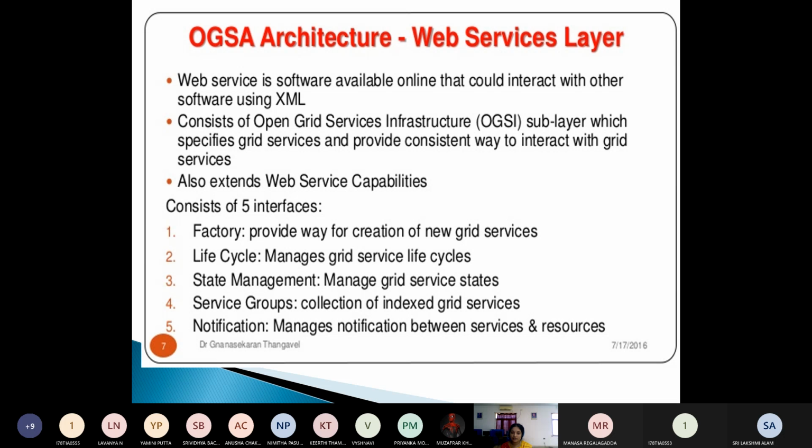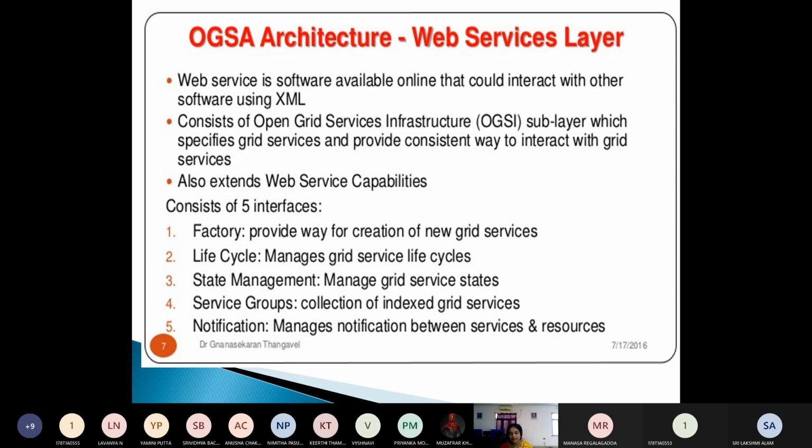The third interface is state management. What is the use of state management? It completely manages the grid service states. Next, service group has a collection of indexed grid services. The fifth one is notification, which manages notification between services and resources. So these are the five interfaces we have in the web service layer.